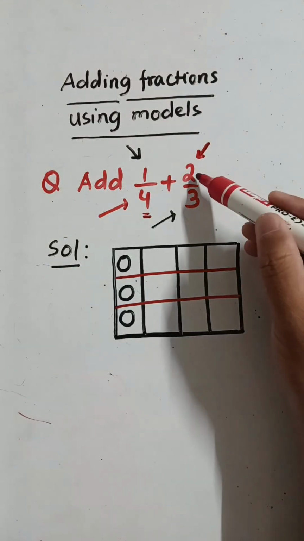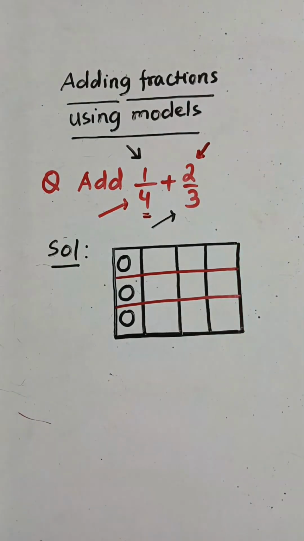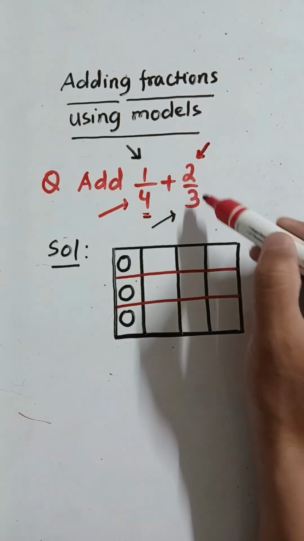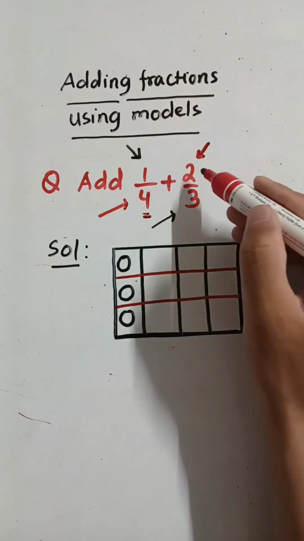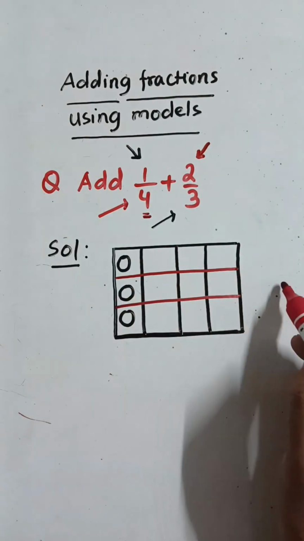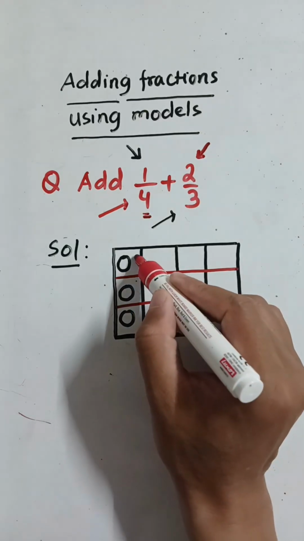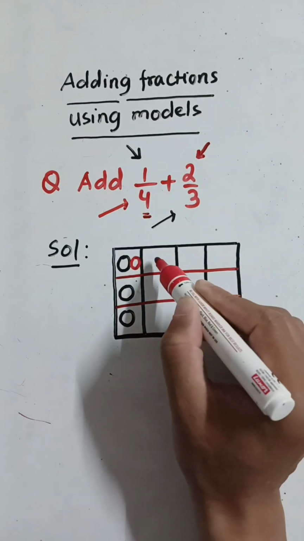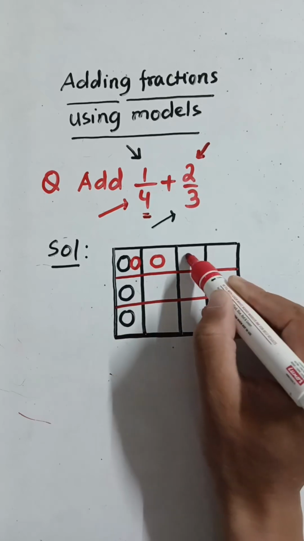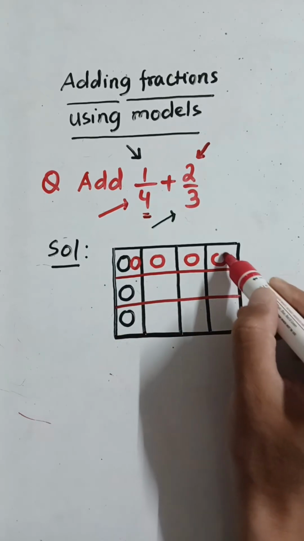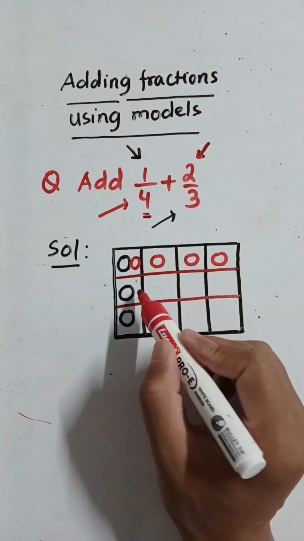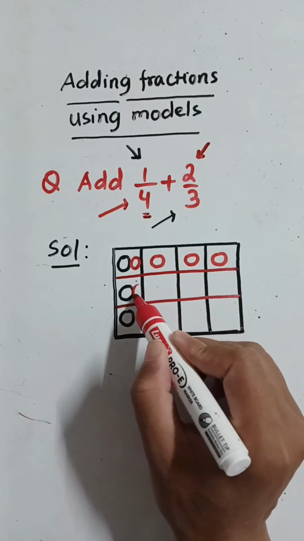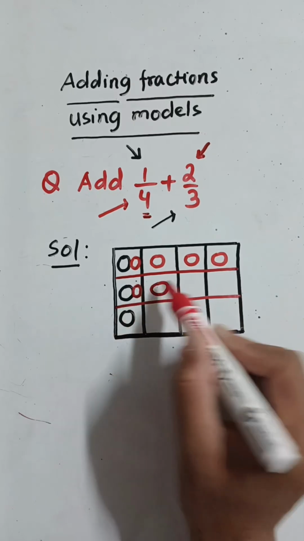The numerator here is 2. When I say 2 out of 3, we mean that we're going to place counters in 2 rows here. If I place the counters in the first row, it is going to look something like this. And I need to place counters again in the second row. And this is how it looks.